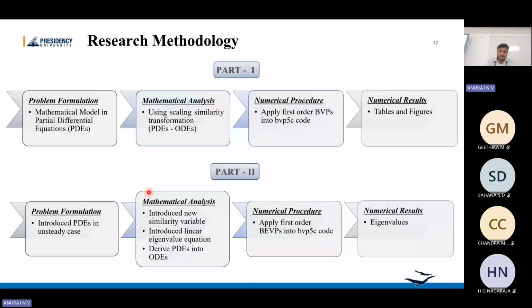And in part 2, I am introducing the eigenvalue and eigenfunctions, and this converts to the boundary eigenvalue problems, and that I am going to solve using the bvp5c code.